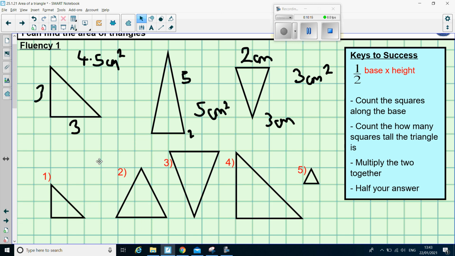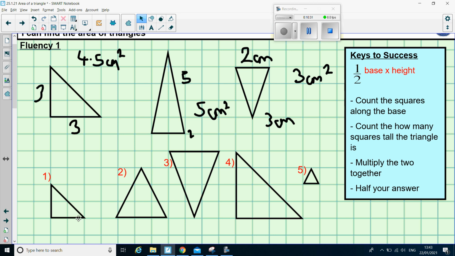Okay then, Year 6, I'd like you to pause the video and try to find the area of these 5 different triangles that you've got on the screen. Okay, I will go through the answers.